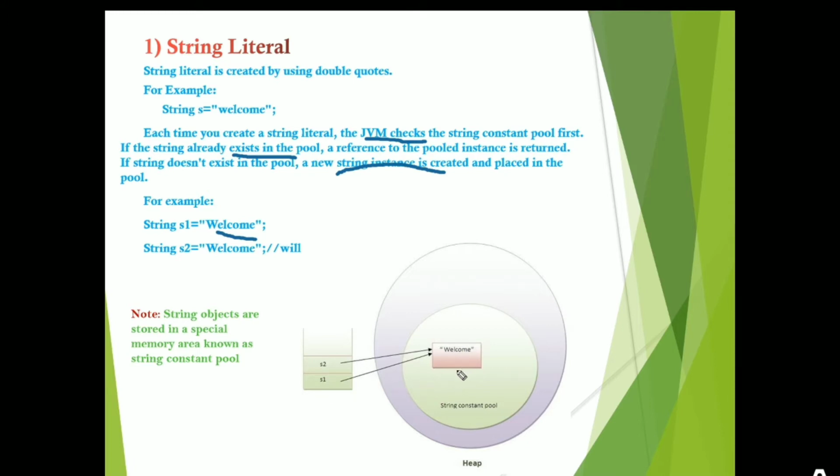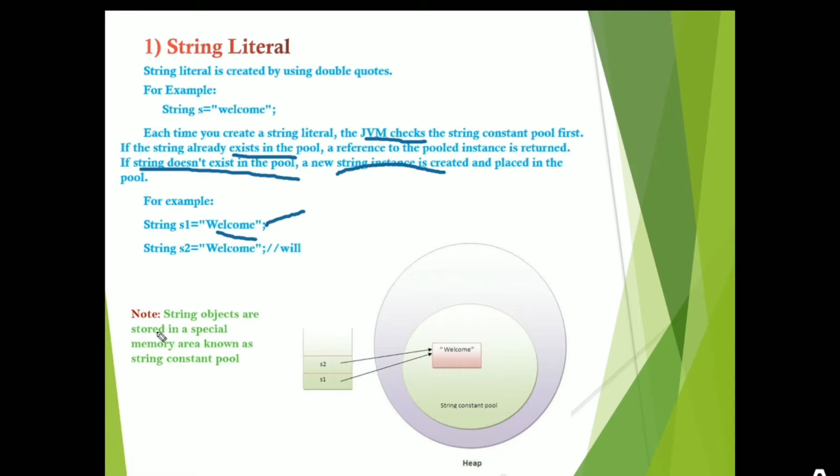Okay, when S1 is created, the heap memory is empty. So, welcome is created. The string pool first checks, and if the string does not exist in the pool, a new string instance is created and placed in the pool. The welcome is created and placed in the pool. When we are creating S2 with the same text welcome, it checks that welcome is already in the pool. So, S2 refers to S1's text.